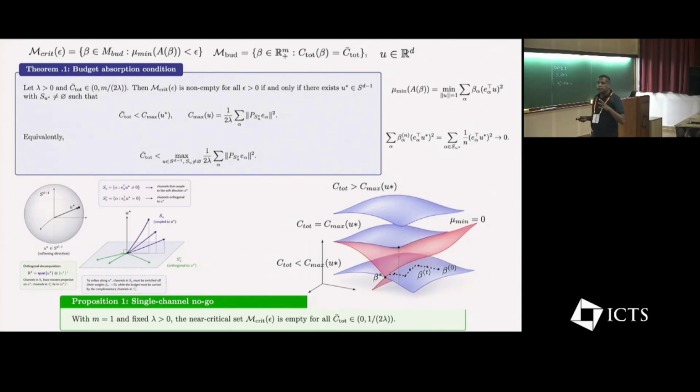Now, if the budget is enough, if the total budget is less than the total amount of channel capacity which it has, the critical set always exists. I mean, it's always a non-empty set. That's what this particular theorem says.